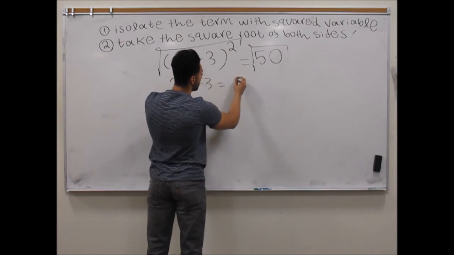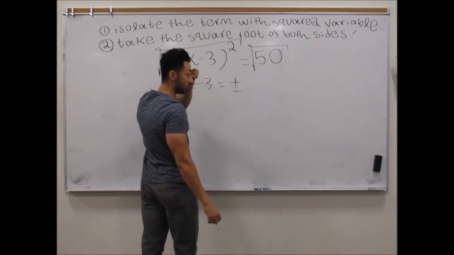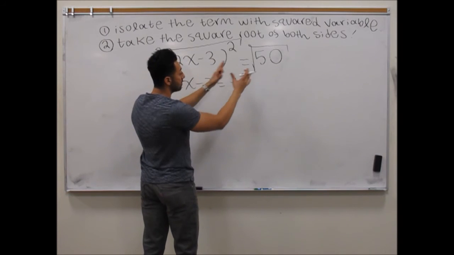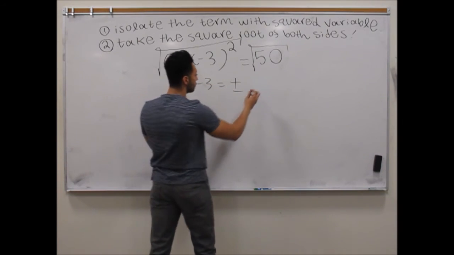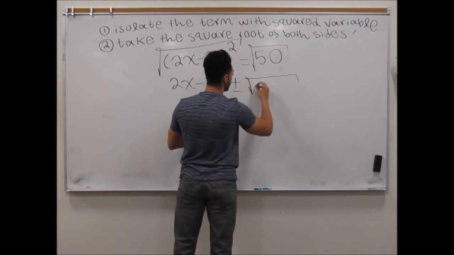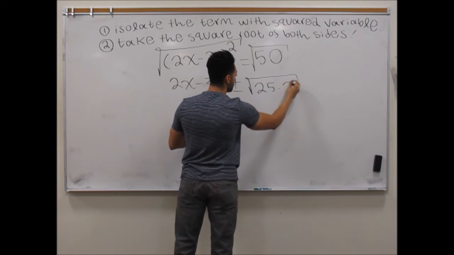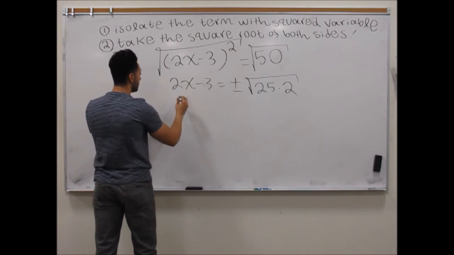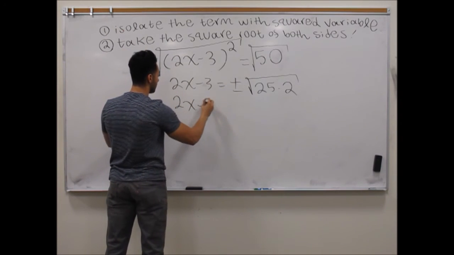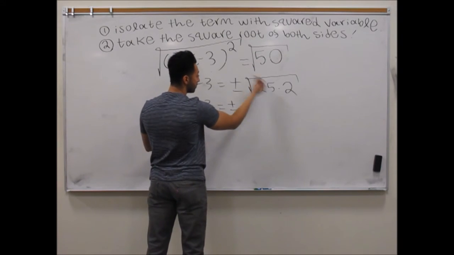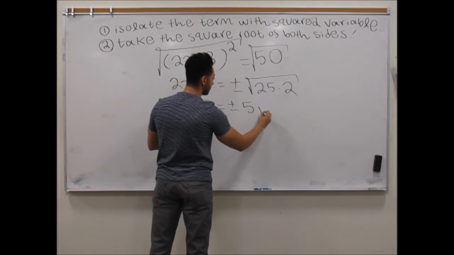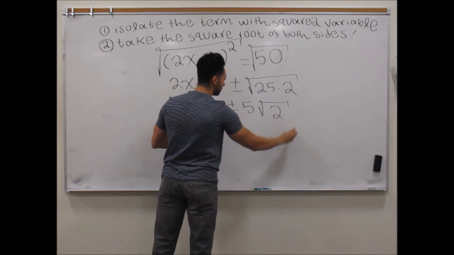We're going to account for the plus and minus because we're taking a square root, right? And square root of 50, there's a perfect square hiding in there, which happens to be 25. So we can rewrite this as 25 times 2. Okay, so then we get 2x minus 3 is equal to plus or minus. The 25 would come out as a 5, and the rad 2 would still remain.